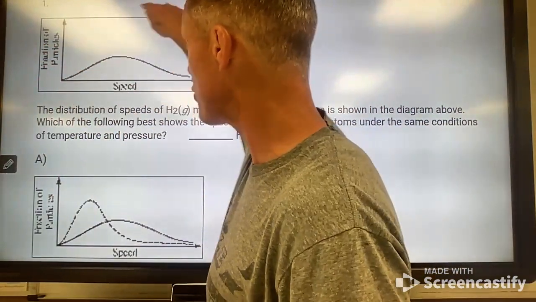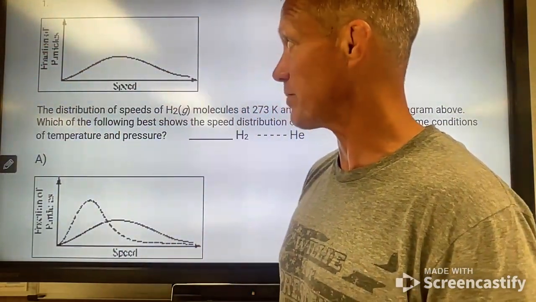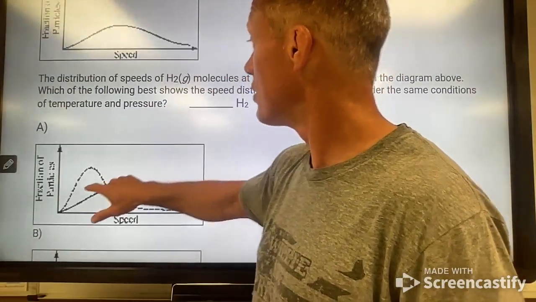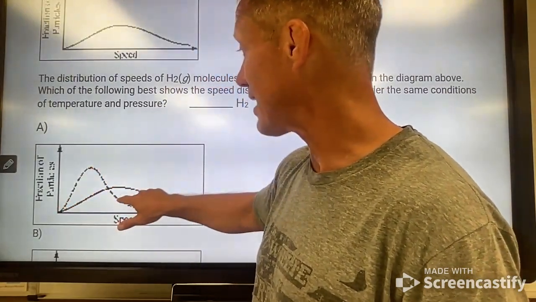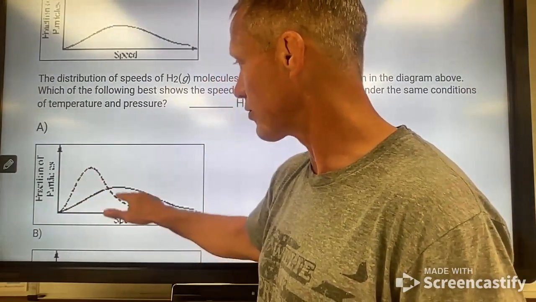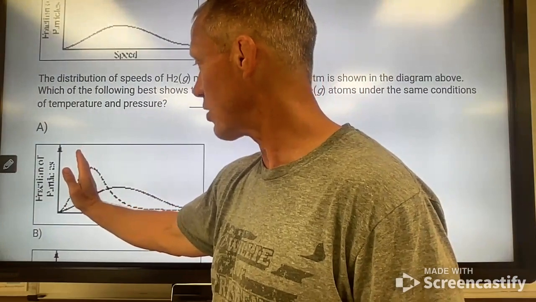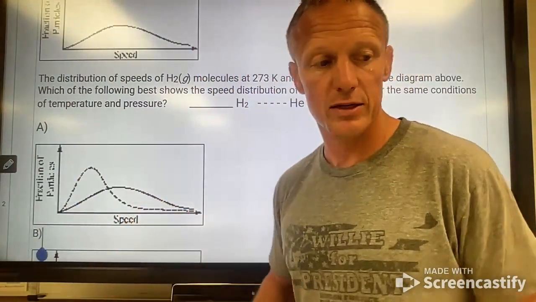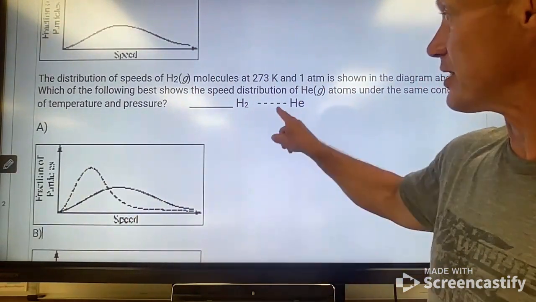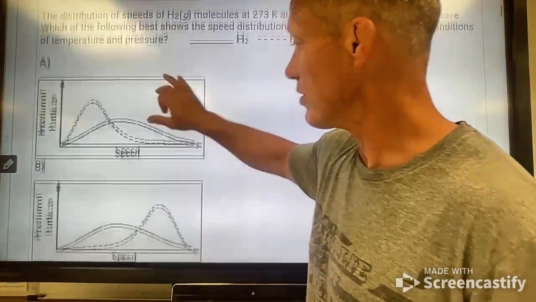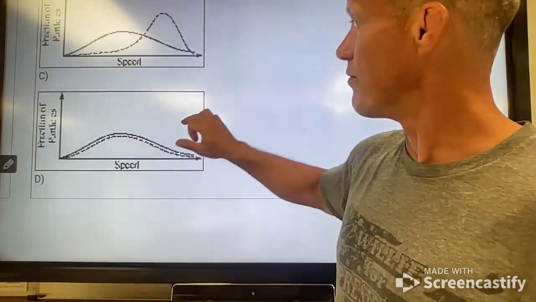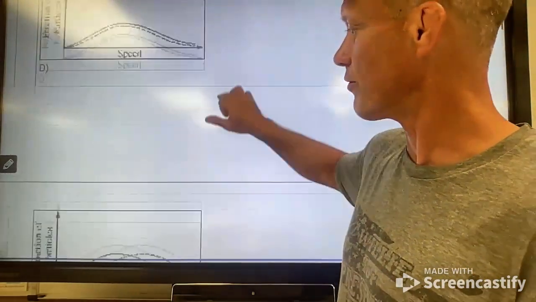Okay, a high curve does not mean a faster speed. It just means more particles at that speed. So if we're looking at these, this one right here shows this gas has a lower speed on average than this gas. Just look at the middle of the curve. So this is actually slower than this one. And it is saying that He is the dashed one, so that'd be the correct answer. If we look at these other ones, the dashed one has a higher average speed than the other one. This one is just saying there's more particles of one than the other as you're going through.